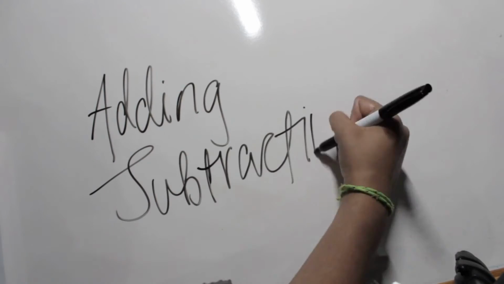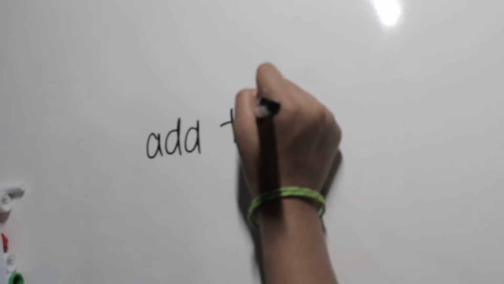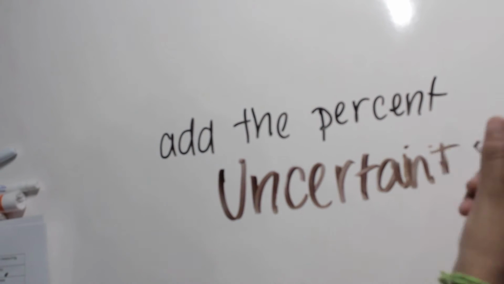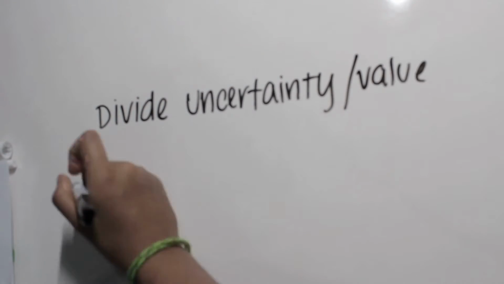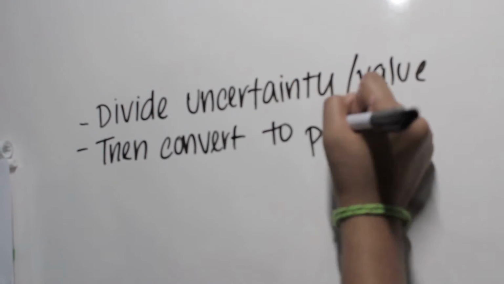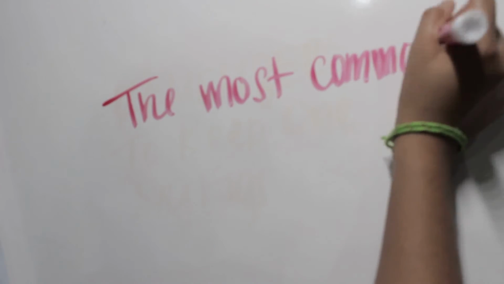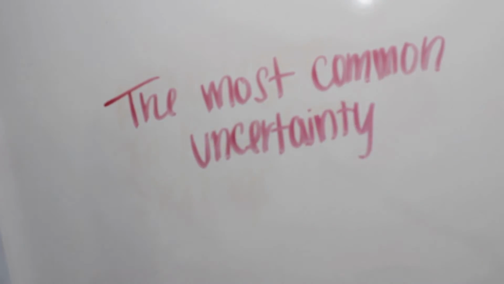Now let's move on to adding and subtracting with uncertainties. When adding and subtracting, you just add the absolute uncertainty. The absolute uncertainty is the uncertainty that we've been talking about throughout the video. For multiplying and dividing, you just add the percent uncertainty. You can get the percent uncertainty by dividing the uncertainty over the actual value that the uncertainty is a part of, and then multiplying it by 100. Remember to keep one sig fig. Finally, when averaging the numbers, you just keep the most common uncertainty.